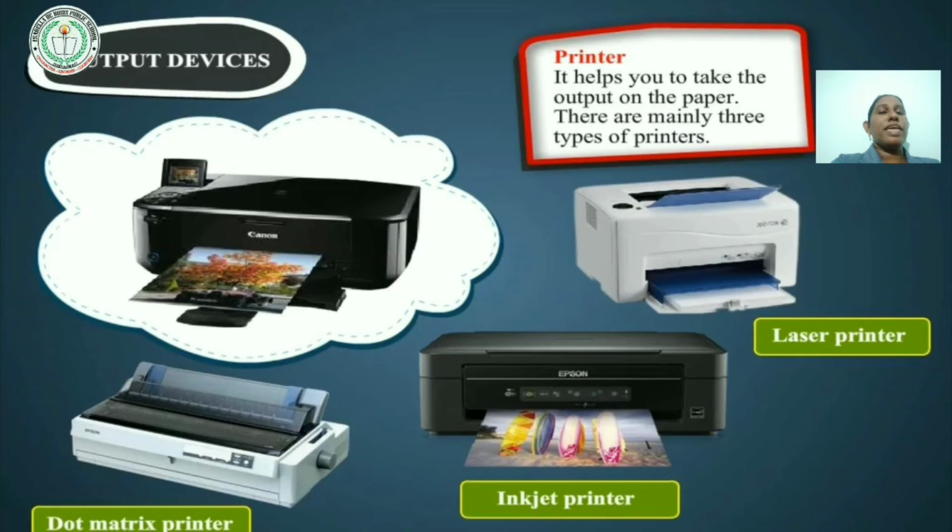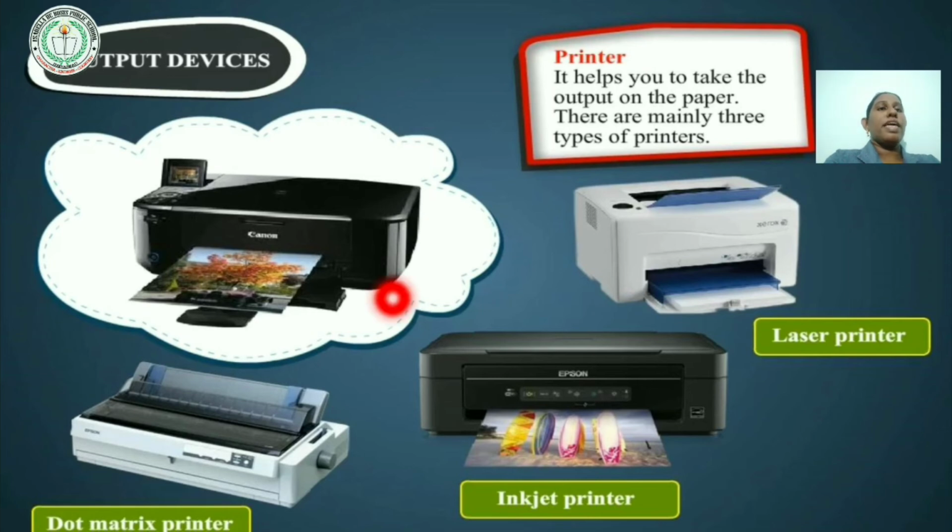Then the next output device is the printer. What does the printer do? It helps you to take the output on paper. If you want to take printouts, then we use the output device printer.